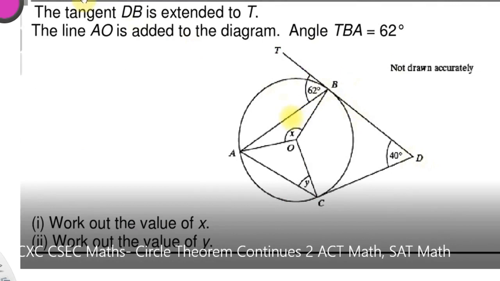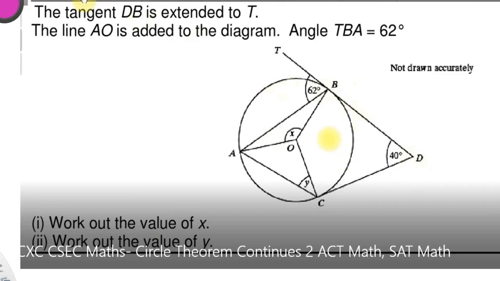Hello. So let's continue. Let's look at this question. It says that the tangent DB is extended to T. This is a continuation of the previous question. The line OA is added to the diagram. Angle TB is 62. So this angle is 62. You work out the value of S and then work out the value of Y. So what are the theorems identified here?